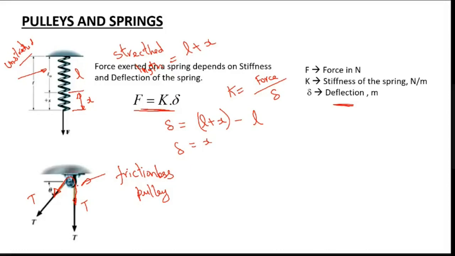stiffness of the spring. Whenever you have a pulley, you identify whether your rope is passing through the pulley or not. If it is passing through the pulley, then whatever the tension on one side, it will be equal to the tension on the other side. You can put it directly, right? Any doubt in this?